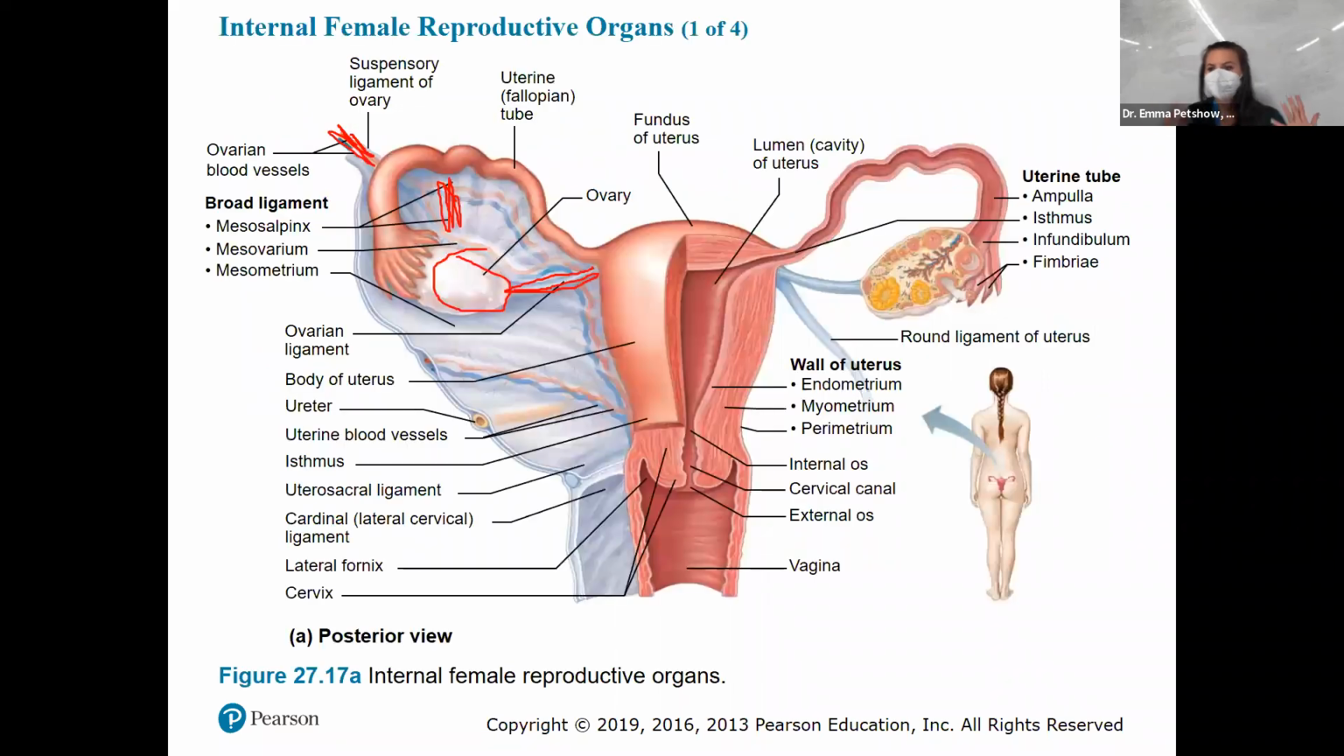The reason for that is it does have to release an egg, which just gets released into the pelvic region. It typically will get caught by our fallopian tubes or our uterine tubes here, but it can get released, and that's how you can have an ectopic pregnancy. It doesn't actually get all the way into your uterus because this is open space. It's not directly enclosed.